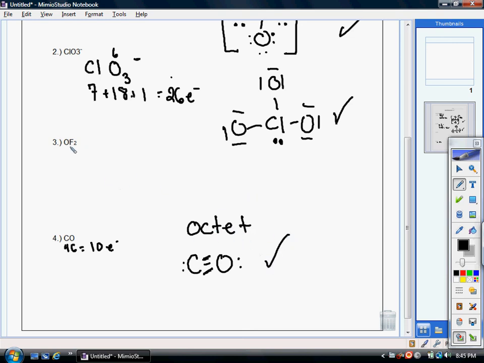Actually, let's just do this last one too real quick. Fluorine has 7 valence electrons. There's 2 of them, so you're going to add 14 in. Oxygen has 6 valence electrons. 6 plus 14 equals 20. We're going to have fluorine and fluorine and oxygen, and then we're going to just go ahead and have everything fulfill the octet rule. All these are going to have 8 available to them. 2, 4, 6, 8, 10, 12, 14, 16, 18, 20. That's it. Checked out. We're all good.